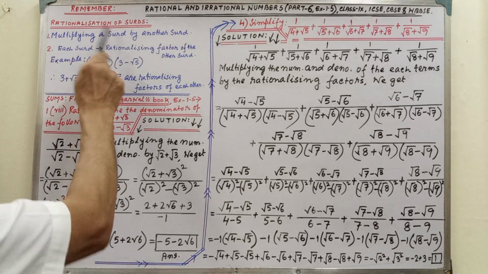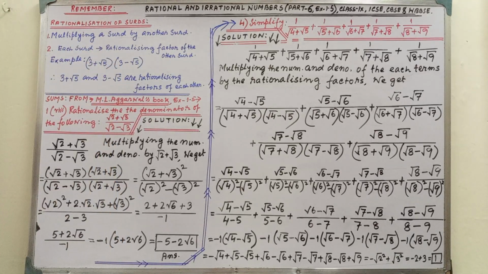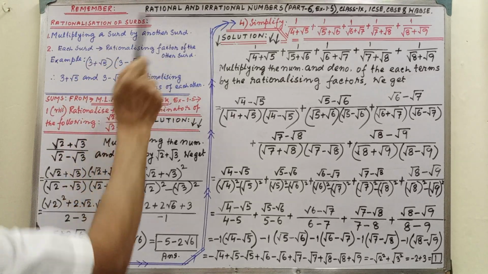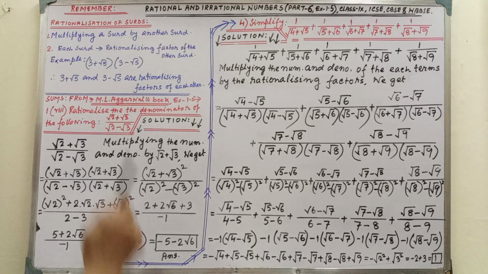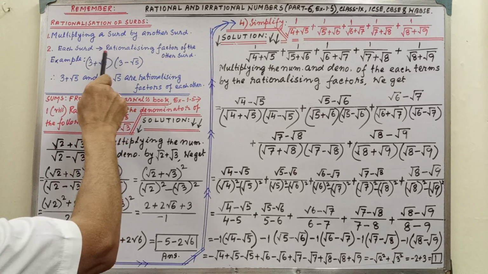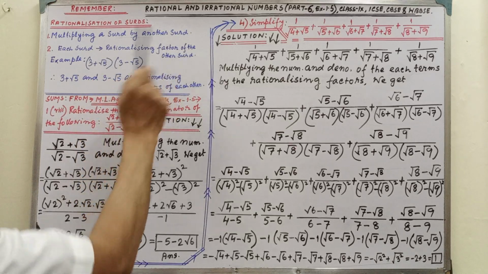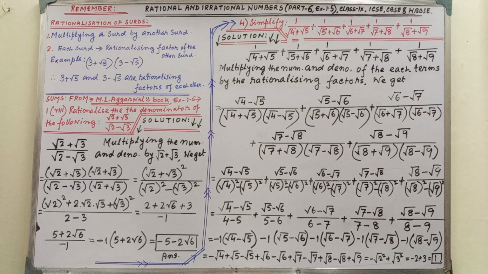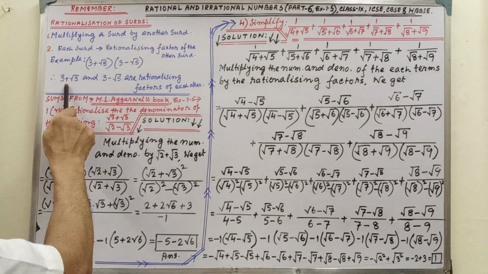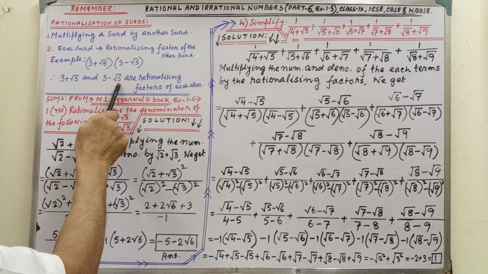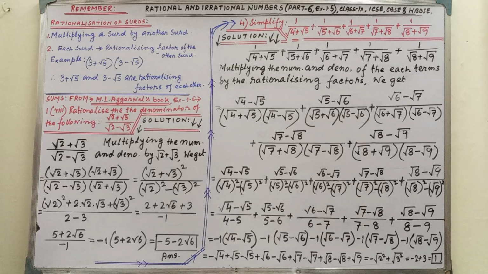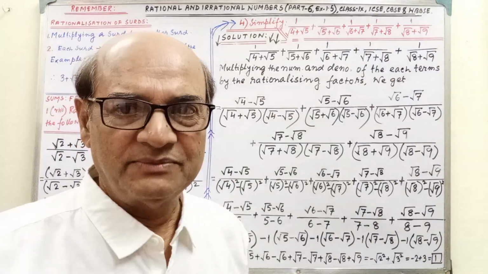Rationalization. We have to remember: what do you mean by rationalization? Multiplying a surd by another surd, then each surd is known as the rationalizing factor of the other surd. Example, 3 plus root 5 and 3 minus root 5 are the rationalizing factors of each other. This you have to remember. Terms you have to remember.